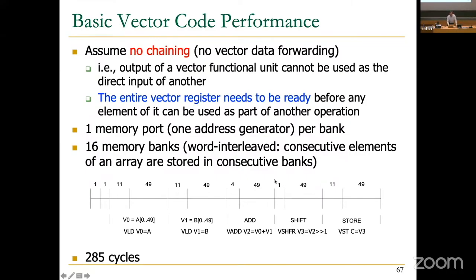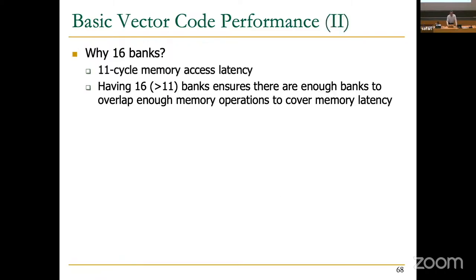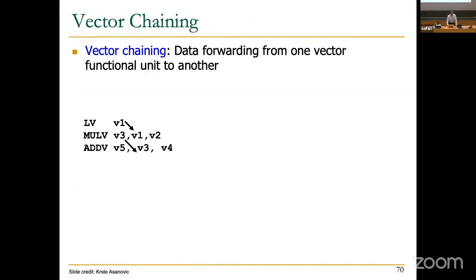And again, similarly shift, we can start the store right after the first element. Basically, we can do element-wise forwarding of results. And that's what we're going to do. That's the idea of vector chaining. It's the fancy word for data forwarding. We're going to forward data from one vector functional unit to another.